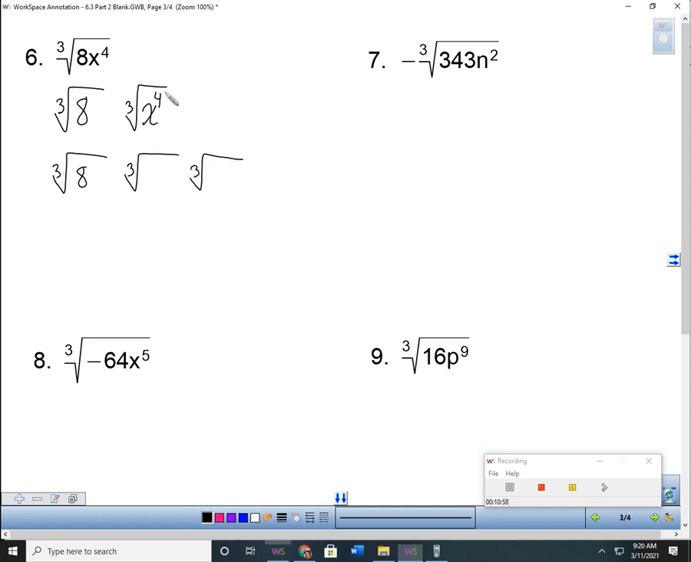So what is the biggest number that's smaller than the 4 that will divide by 3? That would be a 3. And that leaves how many of your x's left? Just 1. So out of these 3, your perfect cubes would be the 8 and the x to the 3rd. So I'm going to do those first. The cubed root of 8 is 2. And the cubed root of x cubed is x. Remember, 3 divided by 3 is 1, but we don't write that, times the cubed root of x.